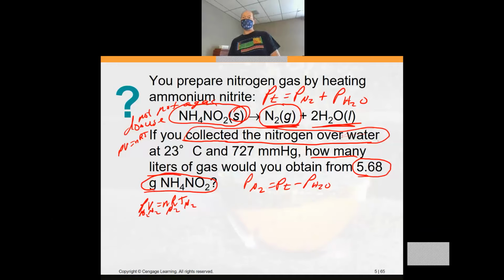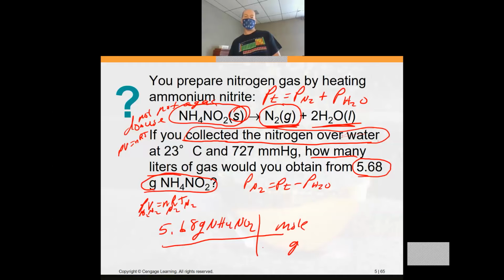So you have your 5.68 grams of your NH4NO2. You convert that to moles. So grams per mole. This is your molar mass from the periodic table. You have two N's, that's 28.02. You got four H's, that's 4.04. You got two O's, that's 32. So that gives you 64.06.